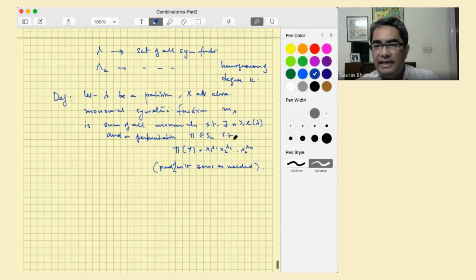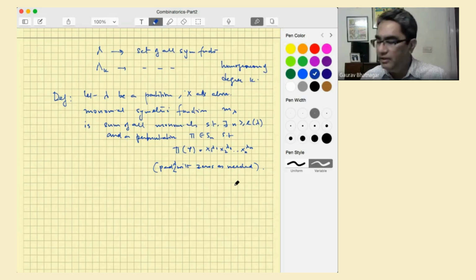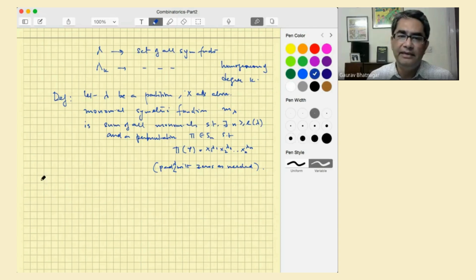So what are we saying? We are saying that it's the same old thing, except that now you want some permutation, any permutation from any symmetric group, and that will work. And if you look at it, it works out the same thing, because if you're only bothered about what happens after some point, where it's all zero, then it doesn't matter.